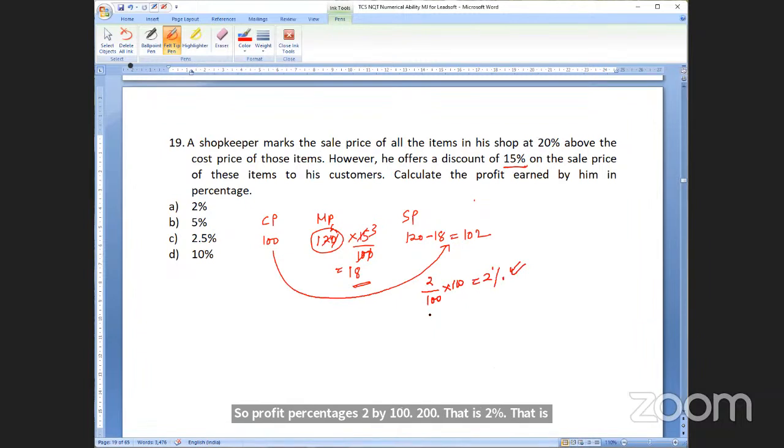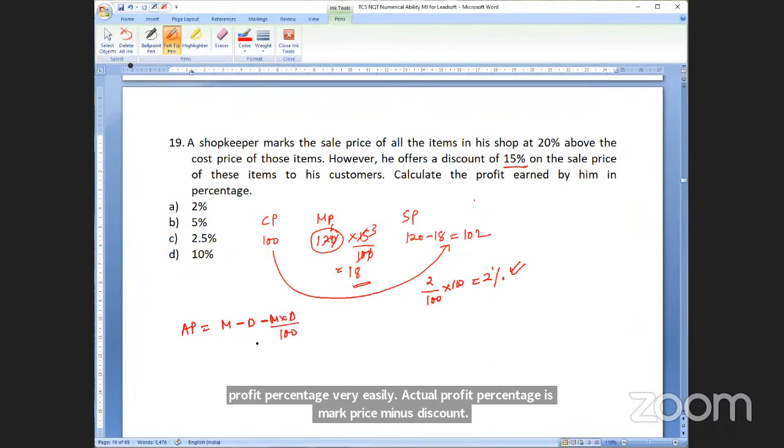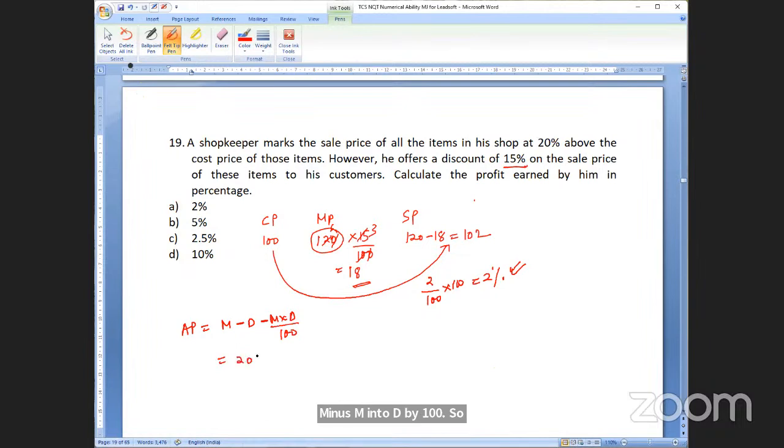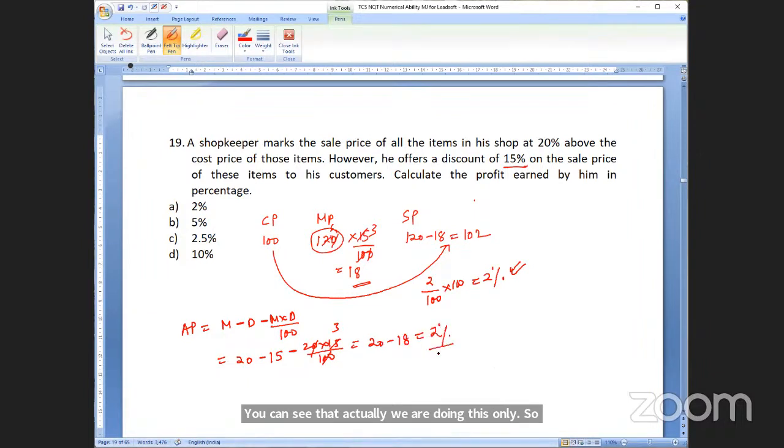But if we use our net changing rule, we can find this profit percentage very easily. Actual profit percentage is mark price minus discount minus M into D by 100. So mark price is 20, discount is 15, minus 20 into 15 by 100. You can see that actually we are doing this only. So that would be 20 minus 18, that is 2%.